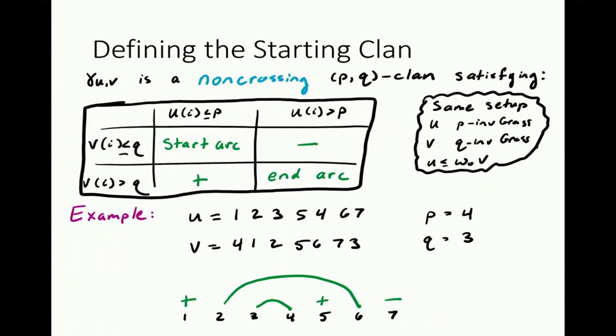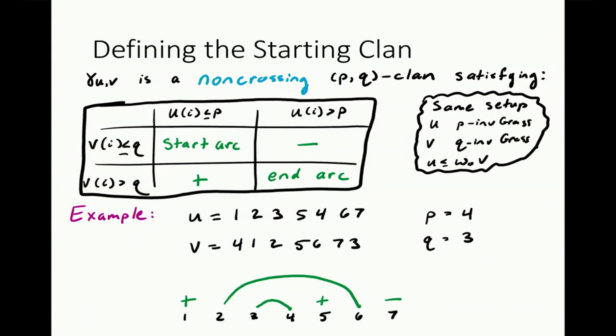Okay, so how do we define this starting clan? We have a unique non-crossing clan for each pair satisfying these hypotheses, and we construct it by these 4 cases. Roughly you should be thinking, well, if U of I and V of I are both small relative to P and Q, we're going to start an arc at that position. If they're both big relative to P and Q, respectively, we're going to end an arc. If P is big and Q is not, then we're going to have a minus sign. If Q is big and P is not, then we're going to have a plus sign.